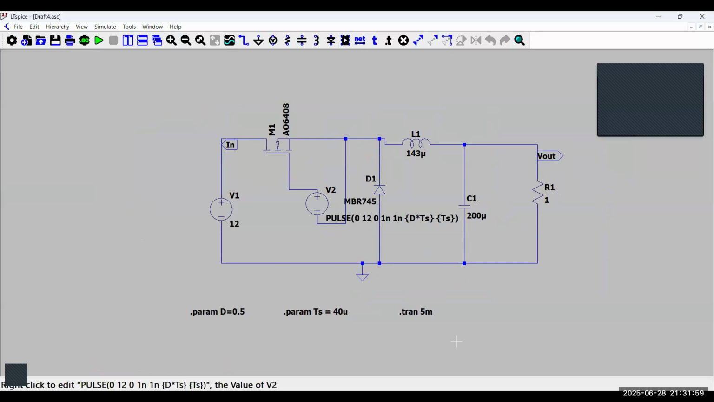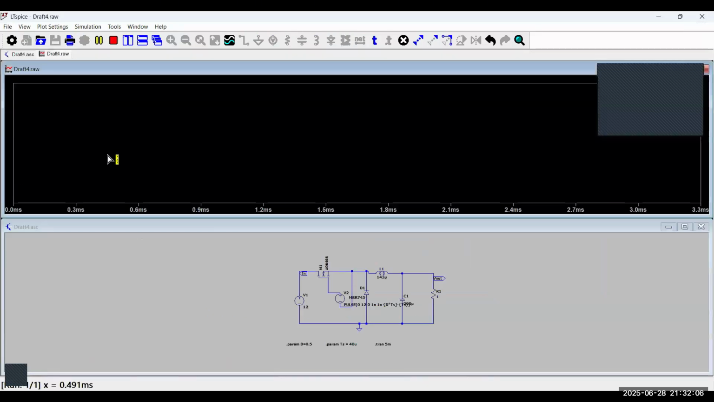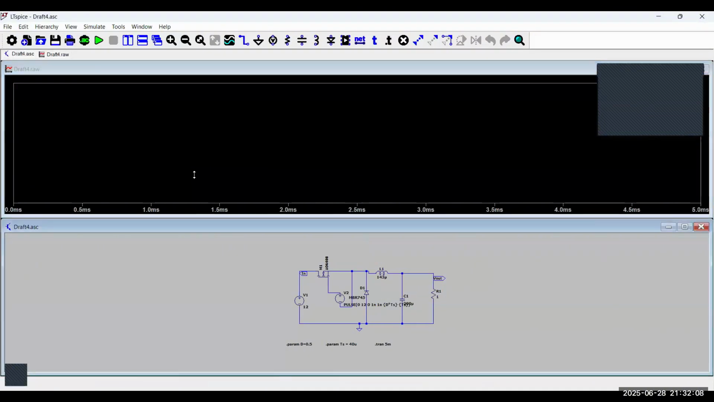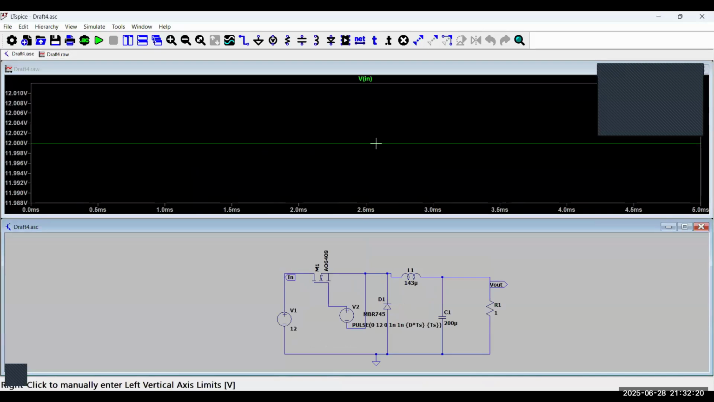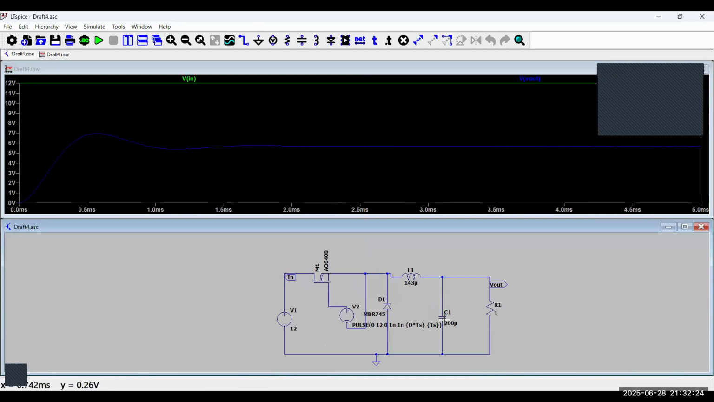You can see if we measure the input voltage, it shows the 12 volt input, and then we measure the output. There is some transient response because of this inductor and capacitor. Then the stable output voltage is 6 volts. Here you can see there is some ripple voltage, some noise. You can adjust this noise by changing this capacitor.